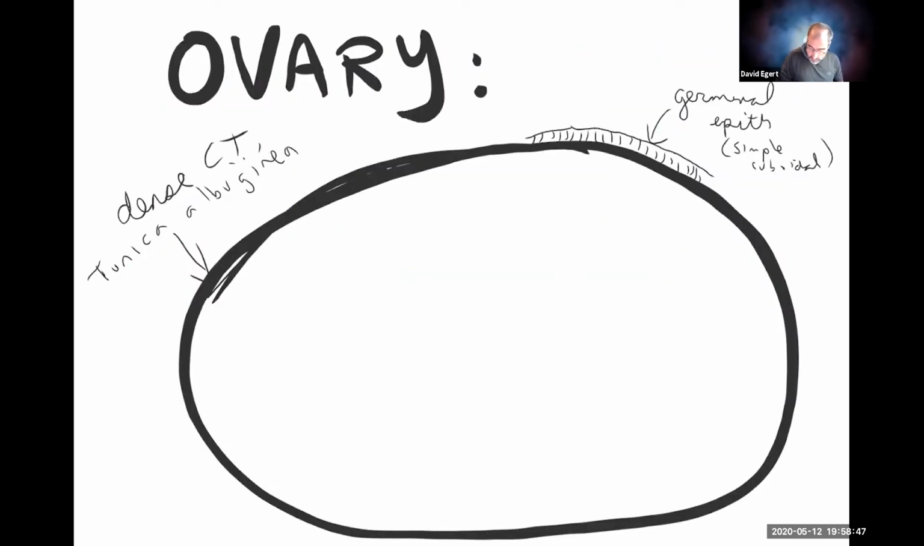Oh, actually, I want to double make sure I got blue. So I have like little oocytes everywhere. And each of them have the little follicular cells around them.